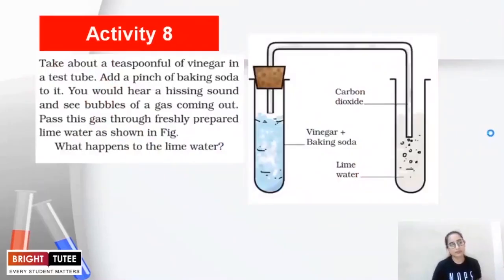Now the next activity. What you have to do is, you have to take a teaspoonful of vinegar in a test tube, right? You have taken vinegar and add a pinch of baking soda to it. You have to add baking soda to it, right? You would hear a hissing sound and bubbles of gas coming out. When you put vinegar in baking soda, basically what happens is carbon dioxide is released.